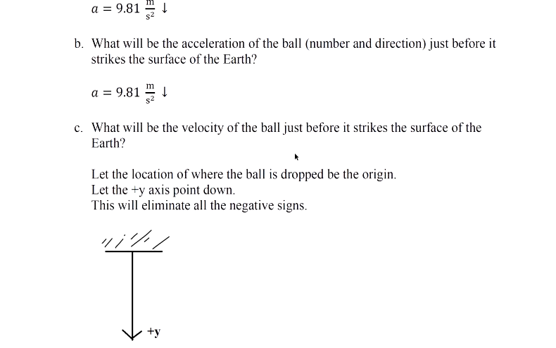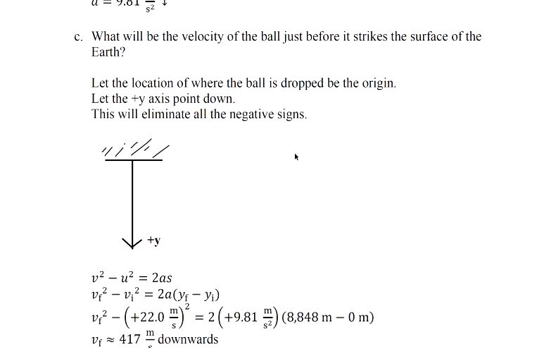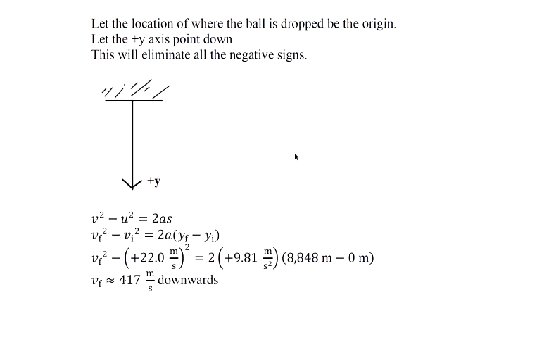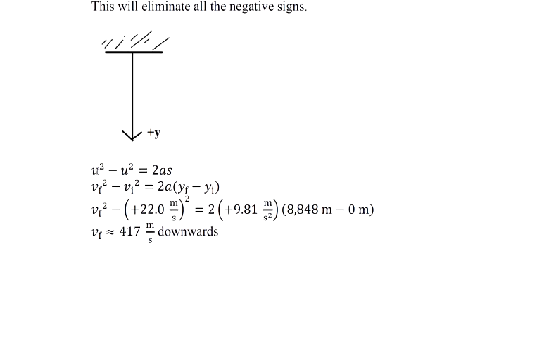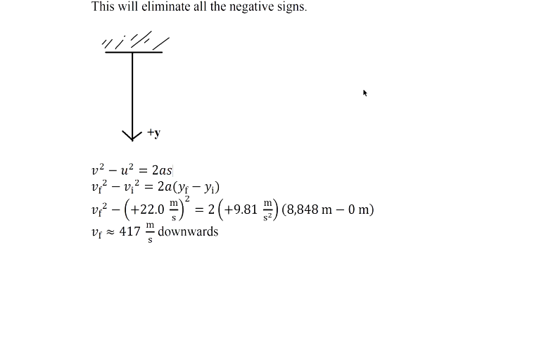Part C: What will be the velocity of the ball just before it strikes the surface of the Earth? Once again, let the location where the ball is dropped be the origin, meaning that's y equals 0. Let the positive y-axis point down. This eliminates all negative signs. We're going to use this SUVAT equation here. Plug in for what we know. Solve for v final.